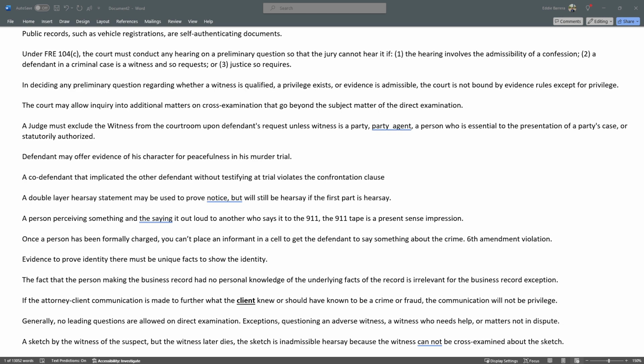A co-defendant that implicated the other defendant without testifying at trial violates the Confrontation Clause. A double-layer hearsay statement may be used to prove notice, but will still be hearsay if the first part is hearsay.